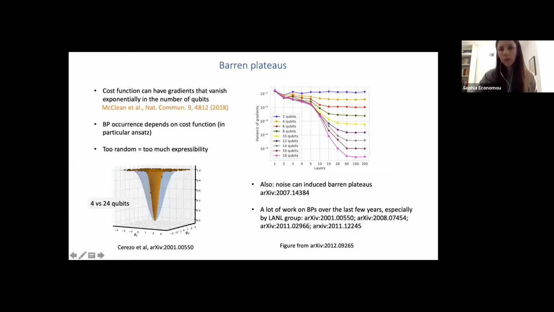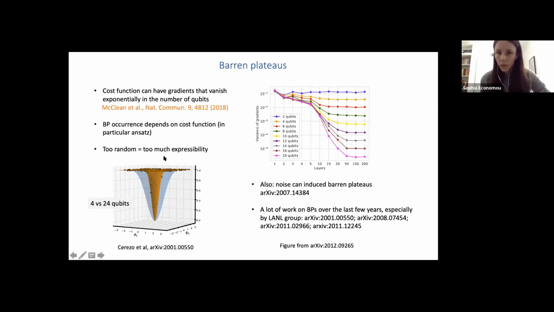All right, an important issue that enters variational quantum algorithms is barren plateaus. And what this is, is that the cost function can have gradients which vanish exponentially as the number of qubits increases. And of course, that's a big problem because if, as you increase the number of qubits, your landscape looks flatter and flatter, then your optimizer has nowhere to tell you to go, and you're kind of stuck in this flat landscape, and that's the name barren plateaus.